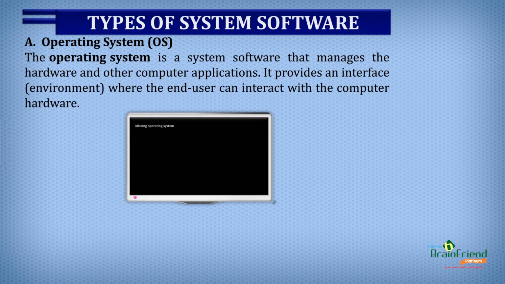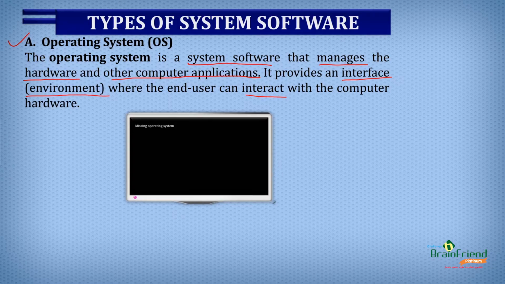So the first we have on our list here is the operating system, which is abbreviated as OS. The operating system is a system software that manages the computer hardware as well as other computer applications. The operating system provides an interface, which is also called an environment, where the end user can interact with the computer.